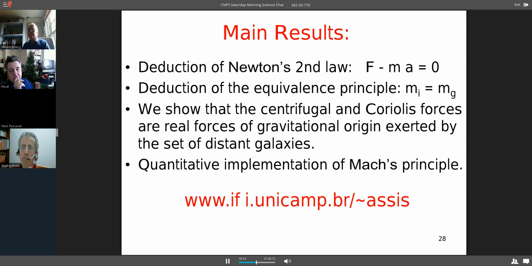We do not postulate this. This is deduced in relational mechanics. Moreover, we show that the centrifugal and Coriolis forces are real forces of gravitational origin exerted by the set of distant galaxies when they are spinning, for instance, around the earth. So relational mechanics presents a quantitative implementation of Mach's principle.